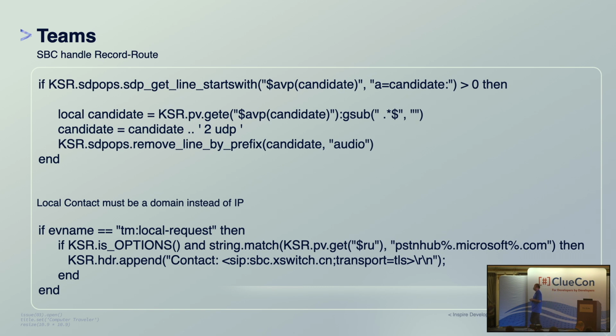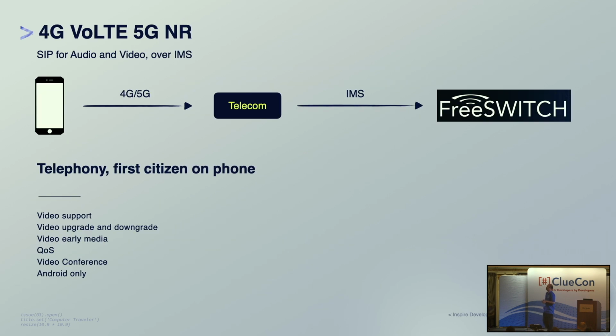Another thing is that we use a local contact. We use some tricks with the local request. We change it so it cannot be an IP address. It must be a DNS name. So we just replace that in the SIP message. Okay, that's about Teams. Really some tricks, right?